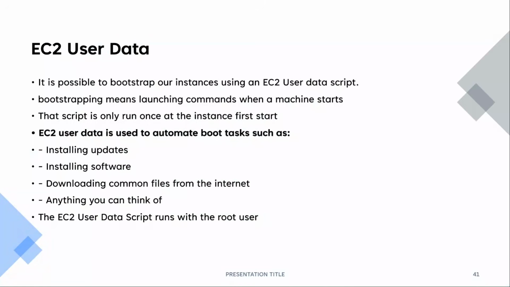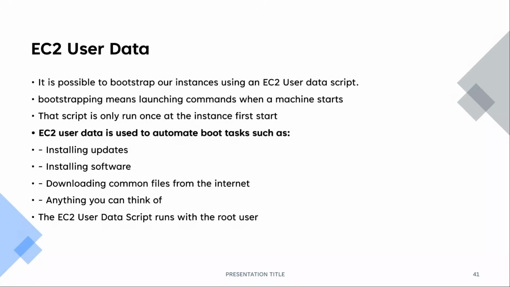So EC2 User Data, right? It is possible to bootstrap our instances using an EC2 User Data script. In common terms, for example, you are deploying a particular Apache web server. What are the steps for that? Basically, you create the EC2 instance, then you log into your EC2 instance, you run commands like sudo yum update and everything, and then you install Apache 2 with sudo apt-get, and also you install the HTTPD server. So you do this manually.